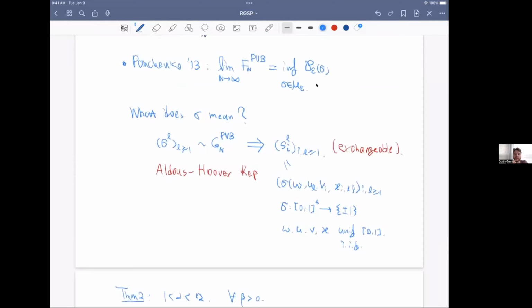Oh, I see. So there's not a clear way of taking these functions sigma and using them to describe the law of the overlap. Yeah, not that easy. Okay, yes, I see. Sure.